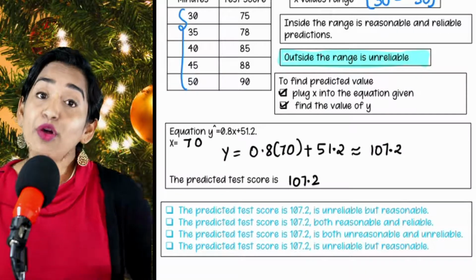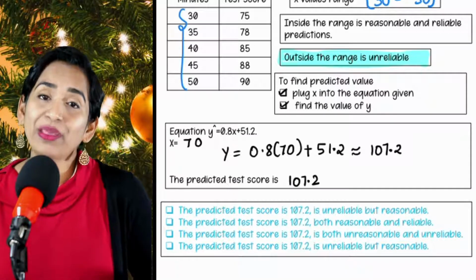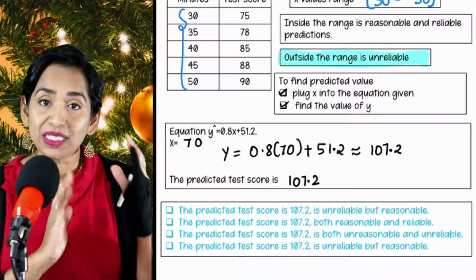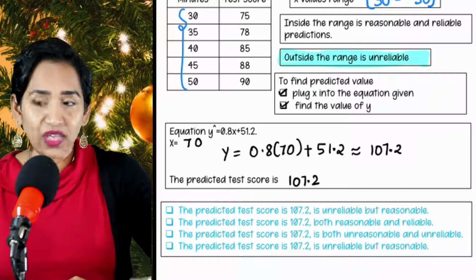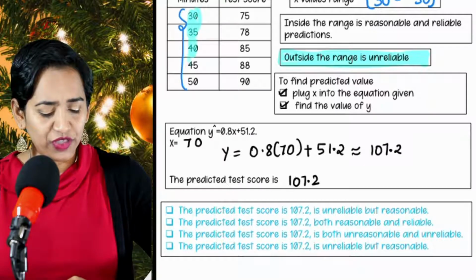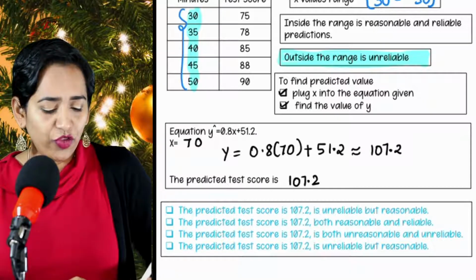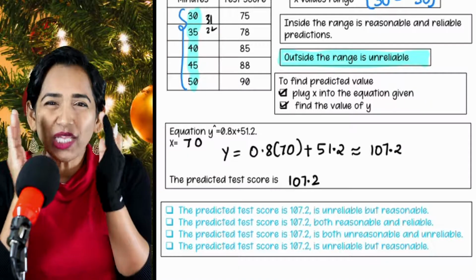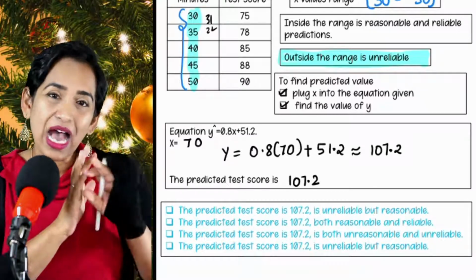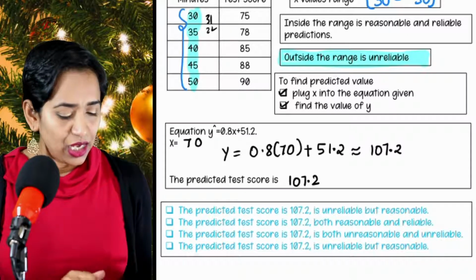But we already know this is unreliable because it's outside the observed values. The data was from 30 to 50. This is the data given in the table, right? From 30 to 50. So if I have to find for 31, I can. 32, I can. So anything in between 30 to 50, I can. Outside, unreliable.